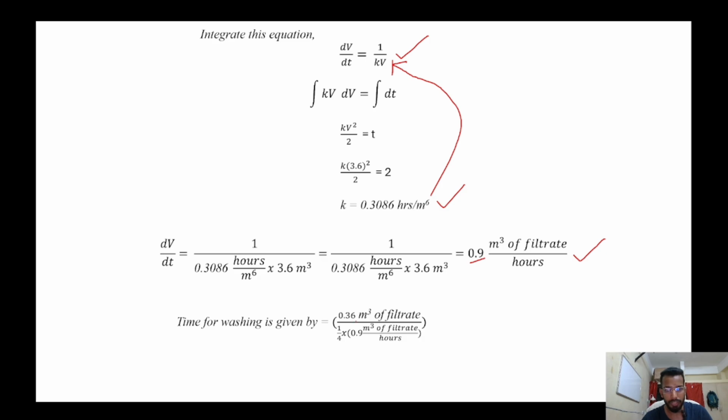So the time for washing will be 1.6 hours, 96 minutes. Okay.